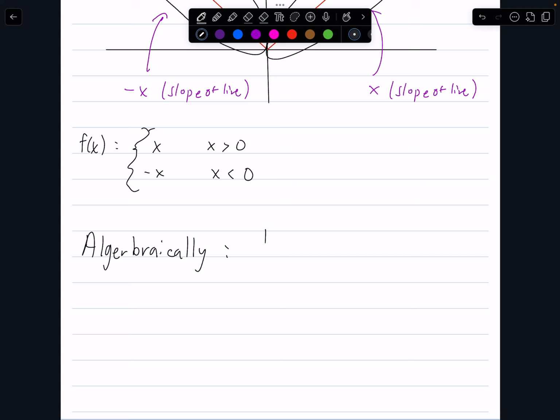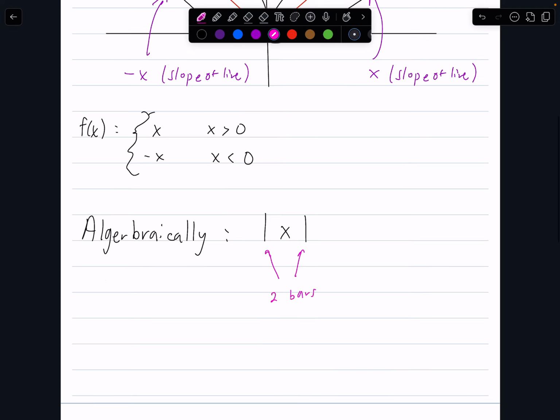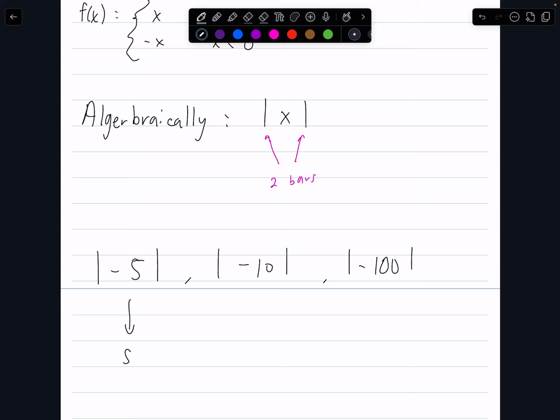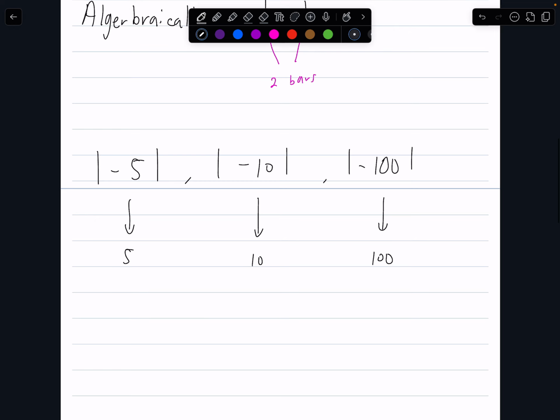an absolute value function would look like this. You would see these two bars. Now these two bars represent the absolute value. So what does that mean? Absolute value functions essentially means that any number that's within these bars, whether it's negative 5, negative 10, I don't know, negative 100, they automatically become positive numbers. So you can think of the bars as like a generator. Once you put any number within those two bars, it automatically becomes positive.